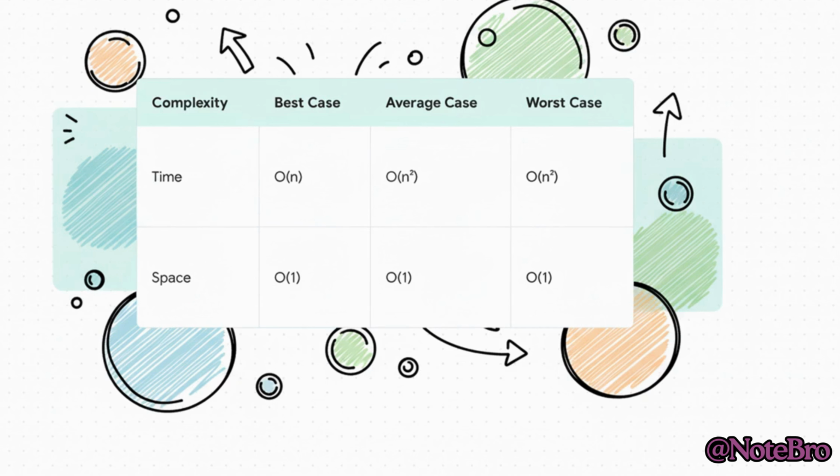The one silver lining is its space complexity. It's O of 1, which basically means it doesn't need a bunch of extra memory to work. It's very efficient in that one way.